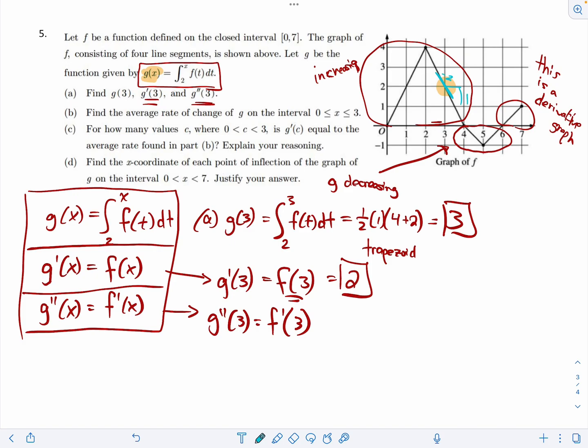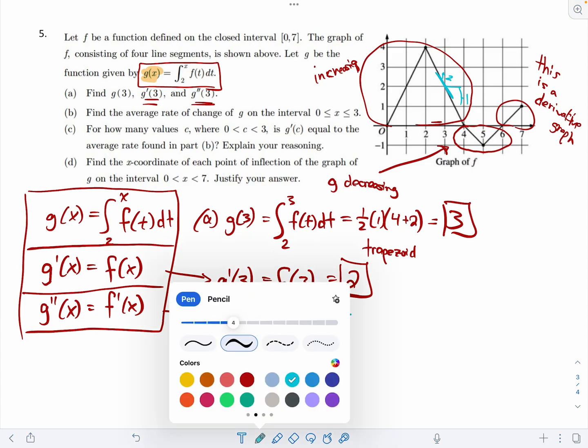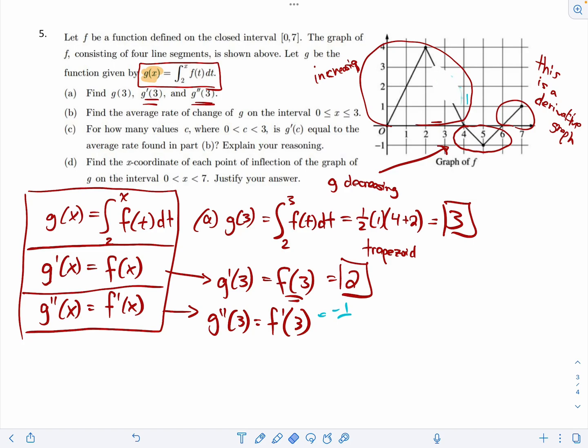Rise over run, so that's plus 2 and minus 1, negative 1, sorry, negative 2. Wait, is that true? No, let's see. It's f prime of 3, I think it's a negative 2, right? I'm sure you're screaming at me right now. I need to double check myself. That is that slope right there. We go over 1, down 1.